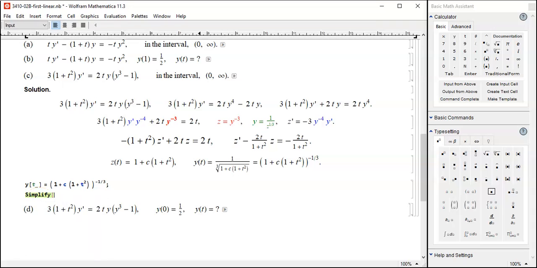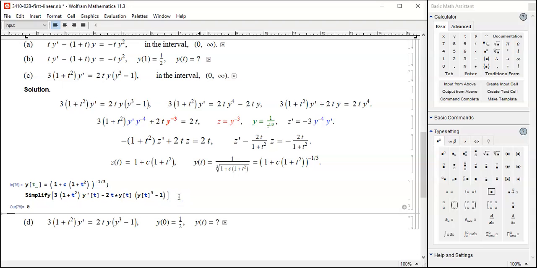And then the left hand side, 3 times (1 plus t squared) y prime of t, minus the right hand side, 2t times y of t cubed minus 1. Did I get everything right? Left hand side minus right hand side. This should work. Yes, it did. We have the solution.